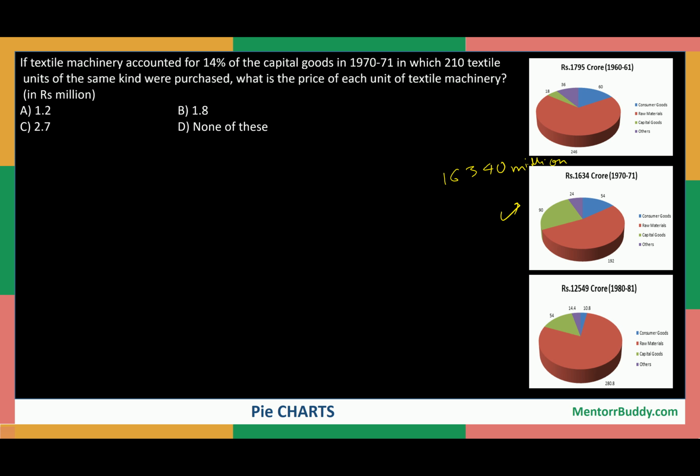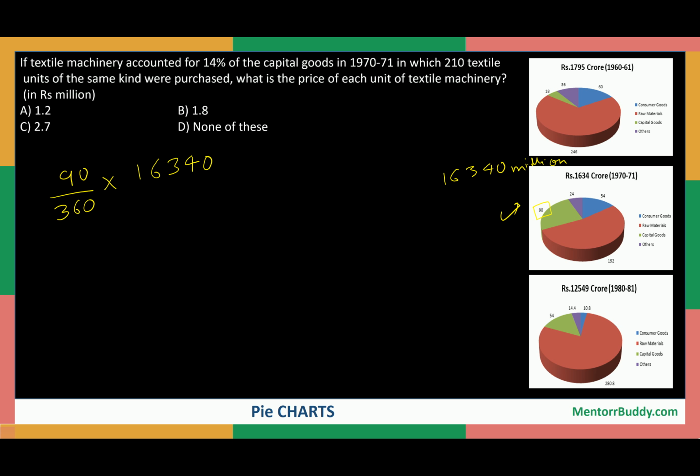So here it is saying that capital goods contains 90 degree of the total 360 degree. So what will be the total import value for capital goods? First find out this thing. Capital goods will be 90 degree out of the total 360 degree. So 90 out of 360, and what is the total amount? That is the total import value, 1634 million, right? This will be the value for the total import of capital goods in rupees million.